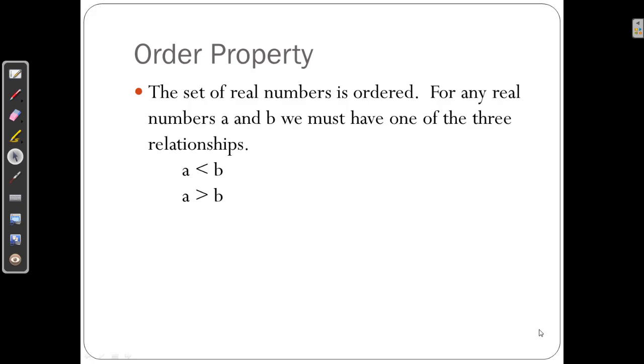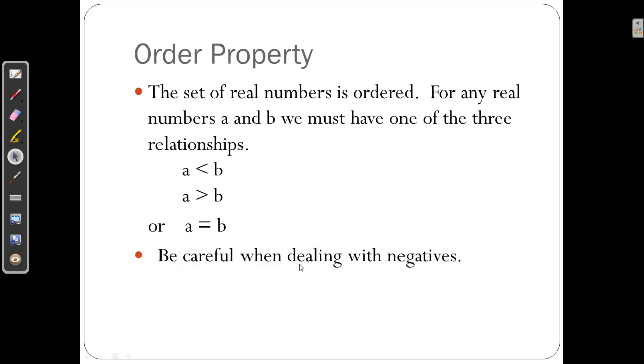Alright, the order property of real numbers. Now, all of the real numbers are ordered. That means if you look at any two of them, they must have one of three relationships. So if you have real numbers A and B, A either has to be less than B, A must be greater than B, or A is equal to B.